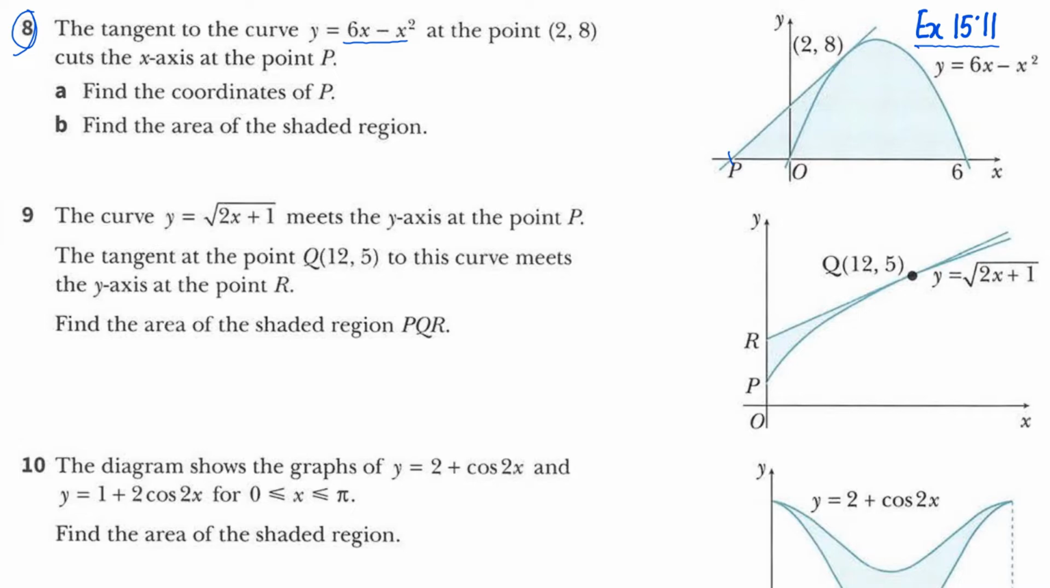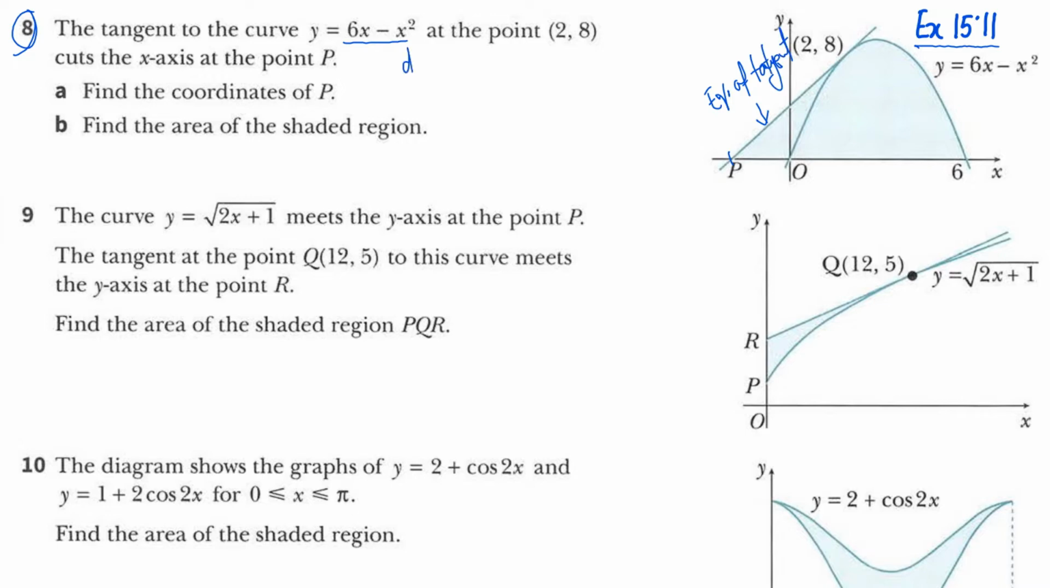So first we need to do one thing. We have to find the equation of the tangent. This is the equation of the tangent, the line of tangent. We need to find the equation of the tangent first.